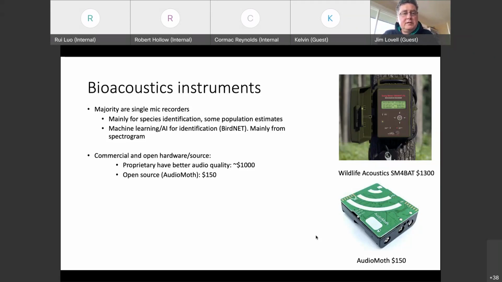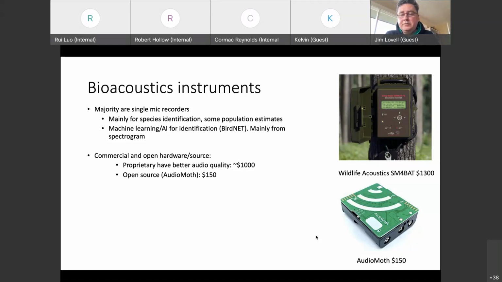So you can do population estimates. And there's a lot of work going on in machine learning and AI to automate the identification process, and that's mainly from this spectrogram. There's quite a large range of hardware. There's your proprietary professional level equipment, which is on the order of $1,000 a unit. But there are some nice open source projects, and the most notable of those is this thing called an AudioMoth, which is an open hardware and software project.